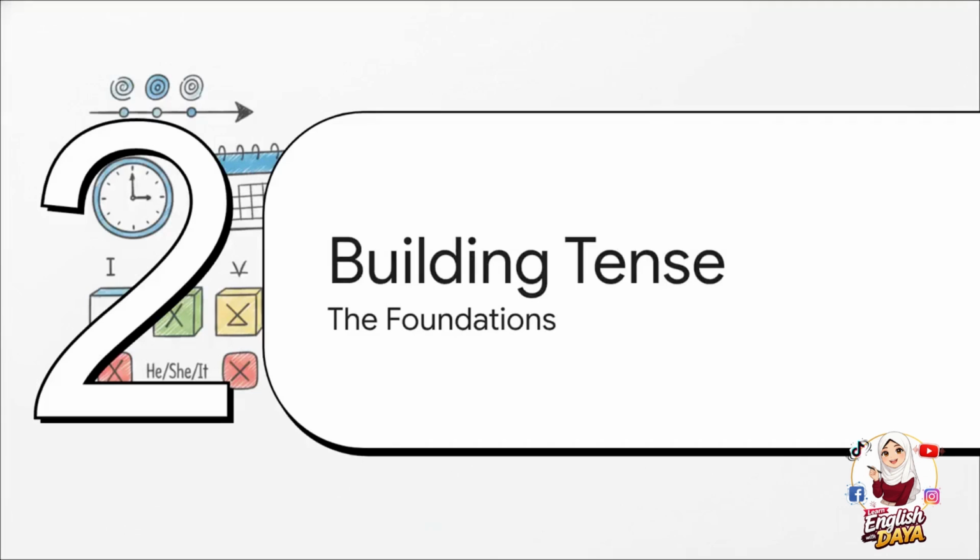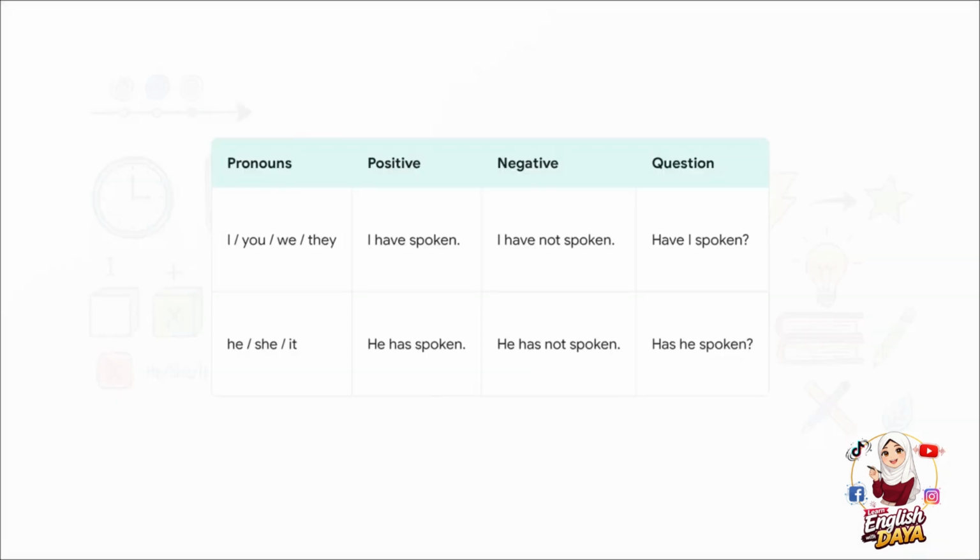The foundations. Let's grab our grammatical building blocks. Building this tense is like a really simple two-piece puzzle. For the foundation, you just need a helper verb, either have or has, paired with your main verb. For the pronouns I, you, we, and they, we use have. For example, I have spoken. Make it a question, have I spoken? Now, for he, she, and it, we use has. He has spoken, or negatively, he has not spoken.